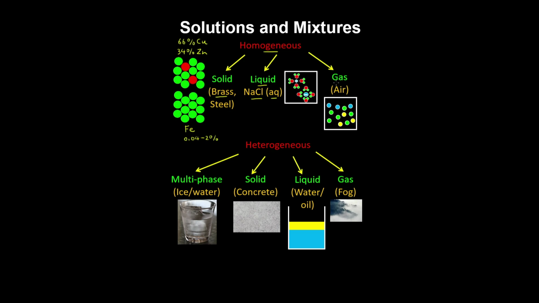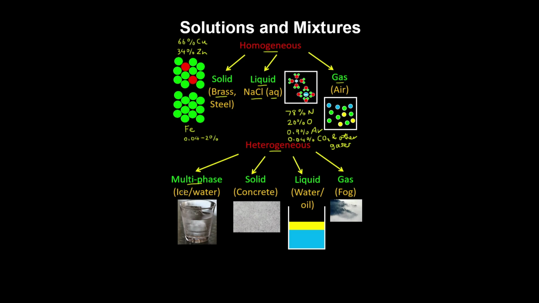And a homogeneous gas is air, which comprises percentages of the following elements, being nitrogen, oxygen, argon, and CO2 and other gases. Now in heterogeneous mixtures, the macroscopic properties depend on the location in the mixture. And these can also be multiphase.